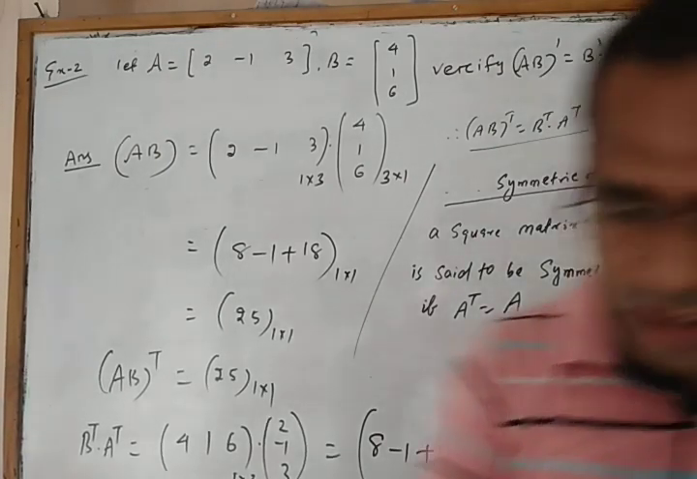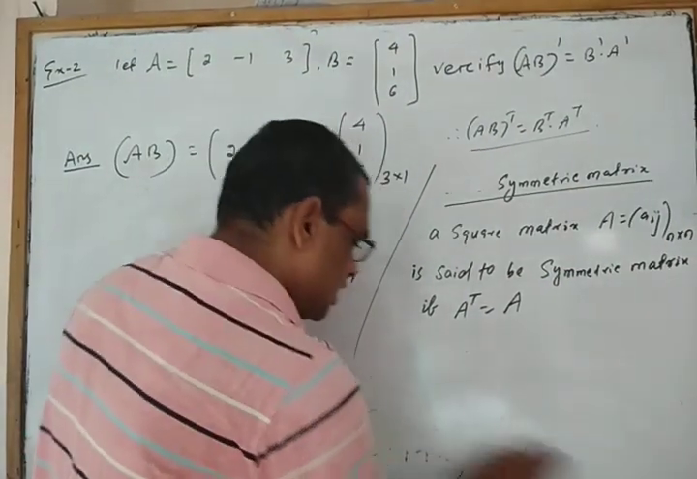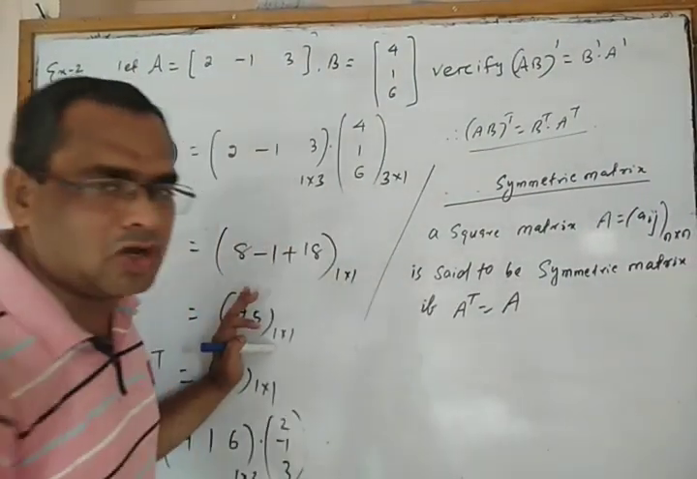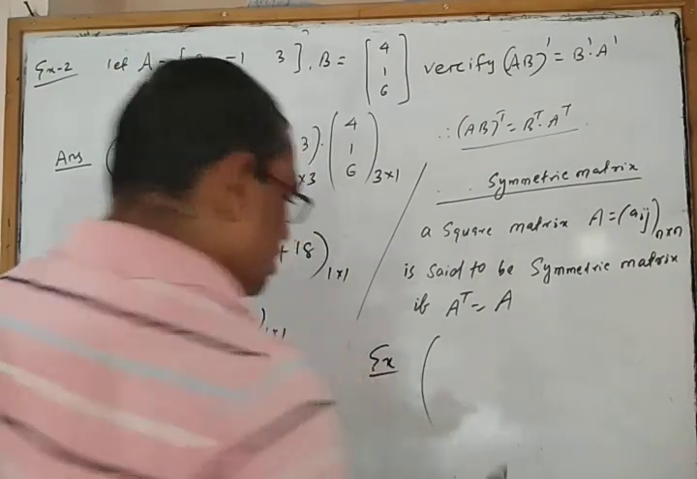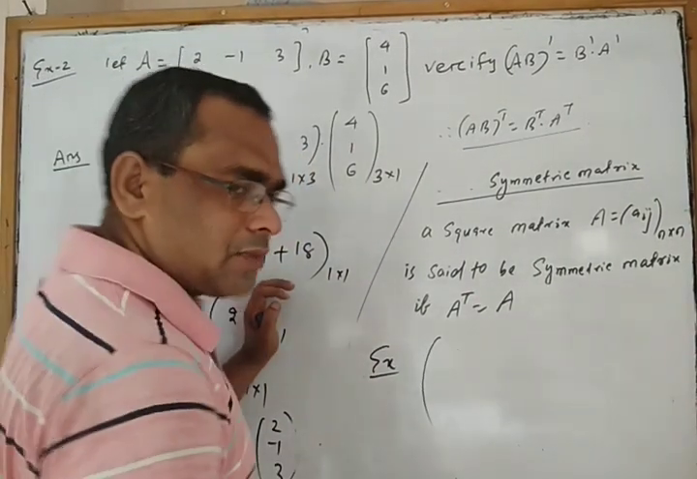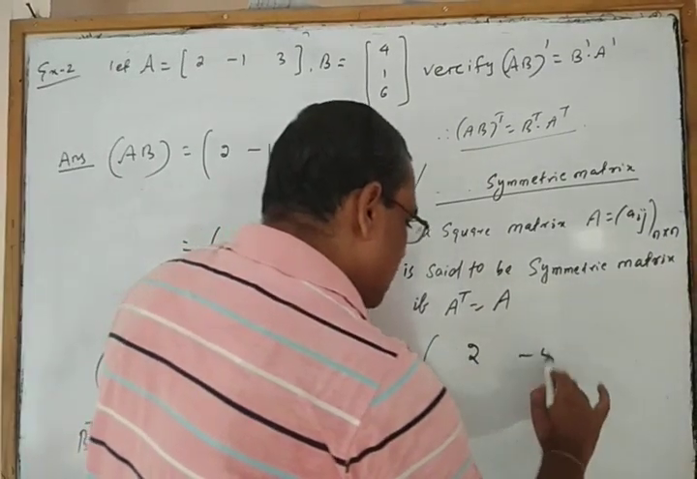So a square matrix whose transpose equals the matrix itself, that is called a symmetric matrix. For example, symmetric matrix. First you have to construct a 3 cross 3 matrix. You have to take 2, minus 5, 10.